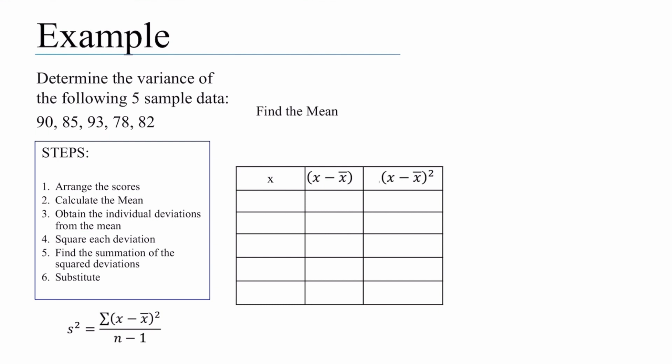First, we will arrange the scores. We can arrange them in ascending order. So therefore, that is 78, 82, 85, 90, 93. Next, we will identify the mean. Take note that n is equal to 5. Therefore, just add them all: 78 plus 82 plus 85 plus 90 plus 93 divided by 5 is equal to 85.6.